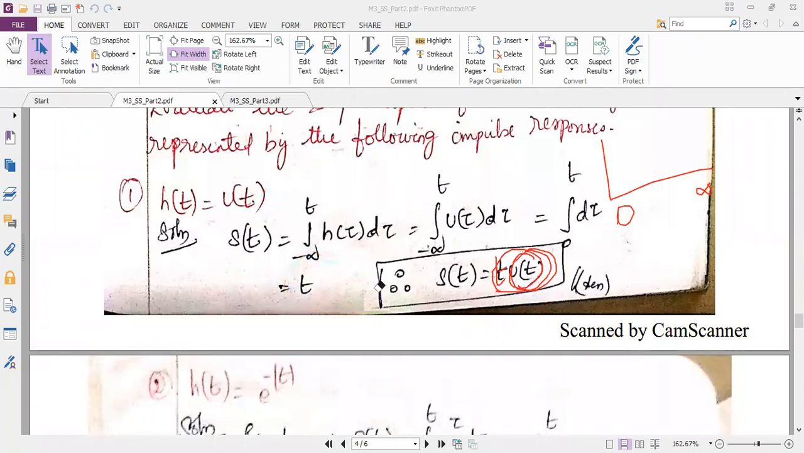So all of you completed this problem. Any doubts in this? No, ma'am. No. Okay. So now we will move on to the next problem.